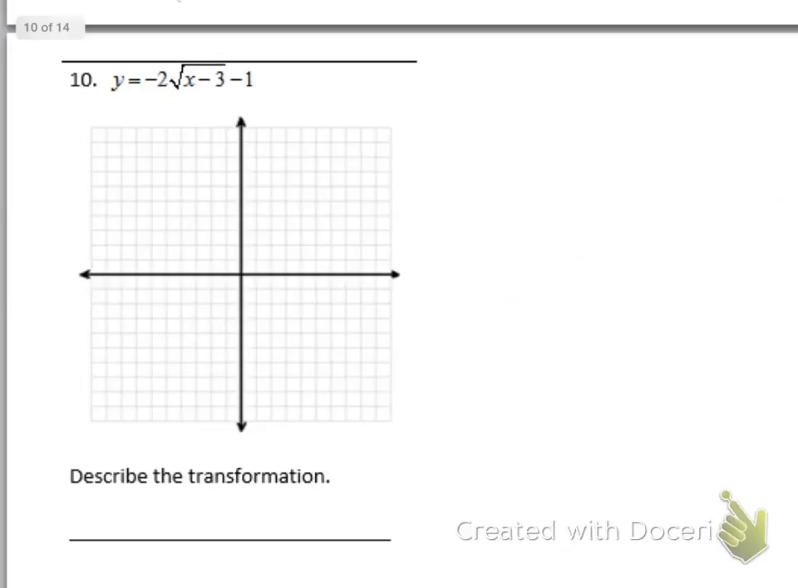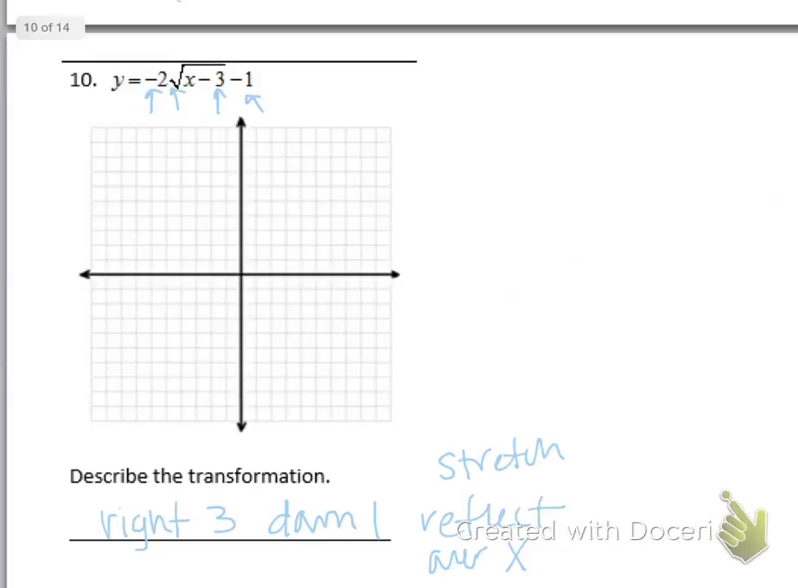Okay, so describe the transformation. So this -3, remember the inside always moves the opposite direction, so we are actually going right 3. This -1 means we are going down 1. This negative means we're reflecting over the x. And then the 2 tells me I am stretching by 2. The negative tells me my reflection, and then the 2, since it's bigger than 1, is telling me I'm stretching.